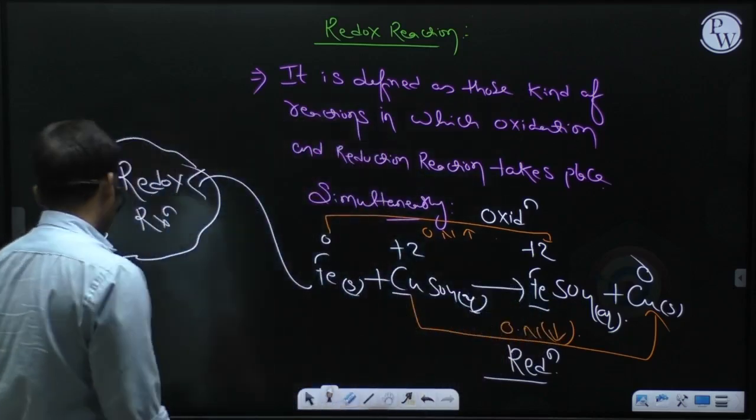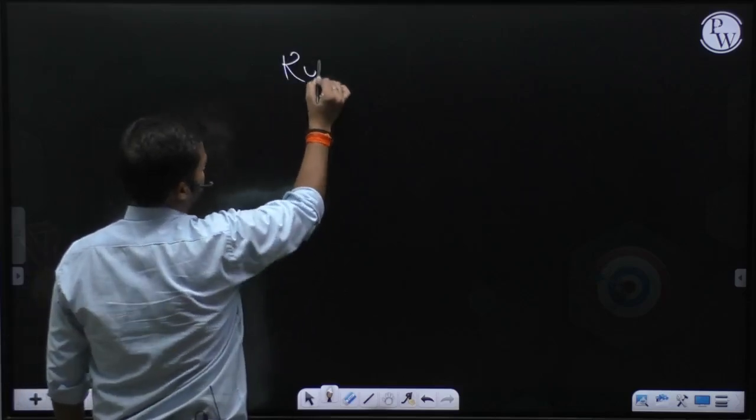Now, how to find oxidation number? There are certain rules for finding an oxidation number. Let's say the very first rule of finding an oxidation number is: rules for finding oxidation number.